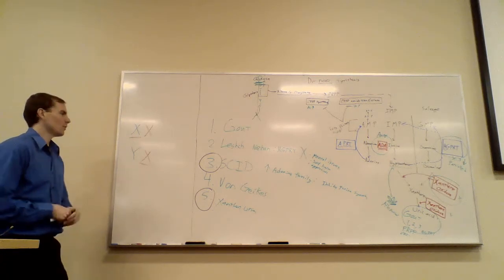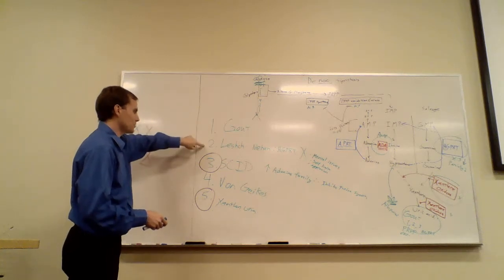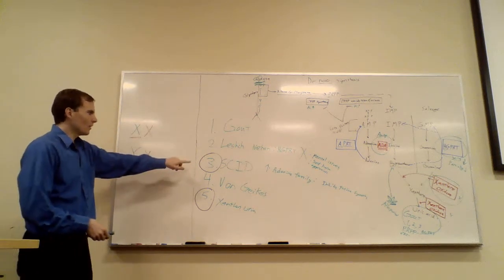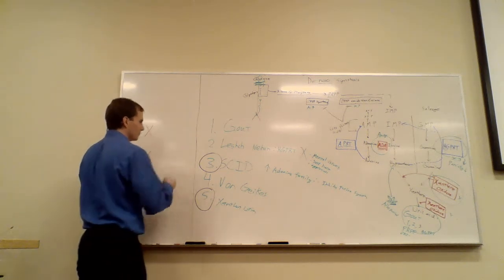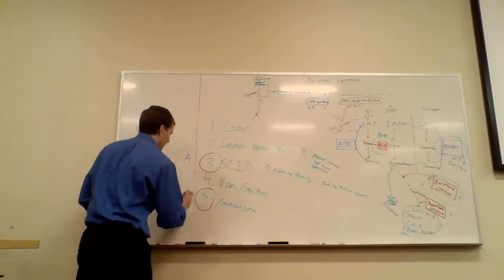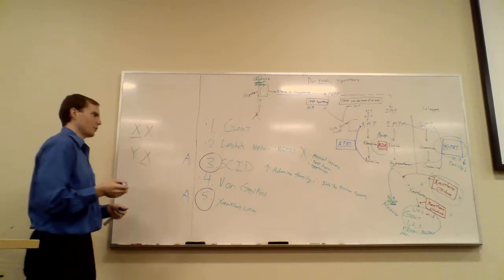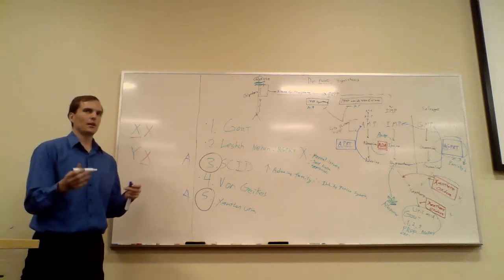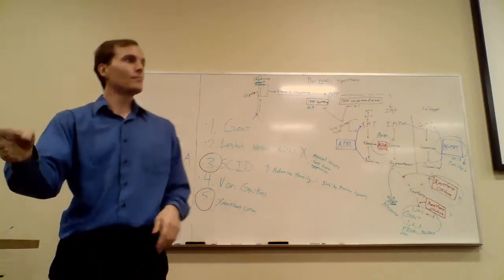Mm-hmm. So, yeah. So these three, gout, Lesch-Nyhan, and von Gierke's, are X-linked. And then SCID and xanthinuria are autosomal, which means these three are seen more commonly in men, gout, Lesch-Nyhan, von Gierke's, and then SCID and xanthinuria are probably more evenly split between men and women. All right? Any last questions?